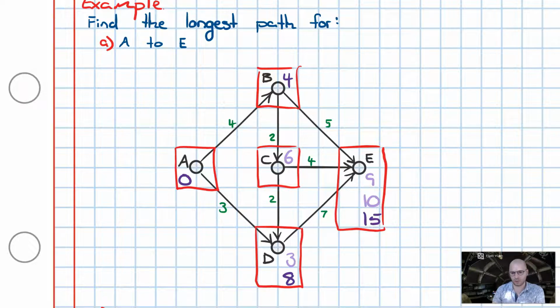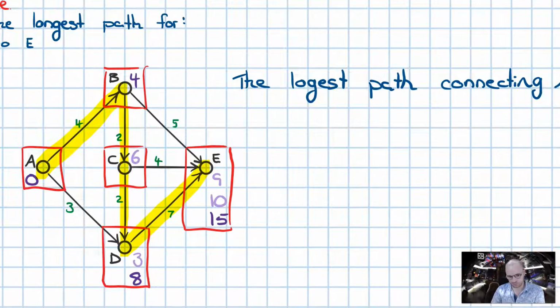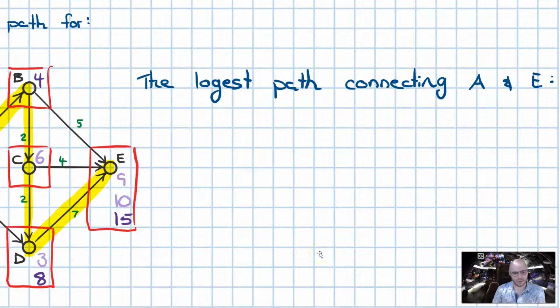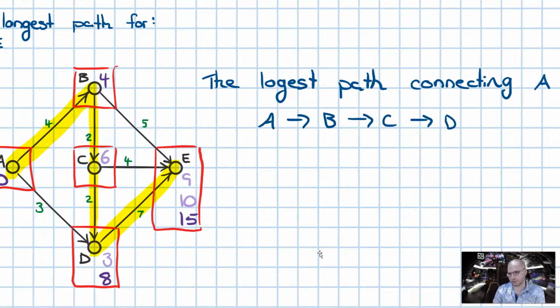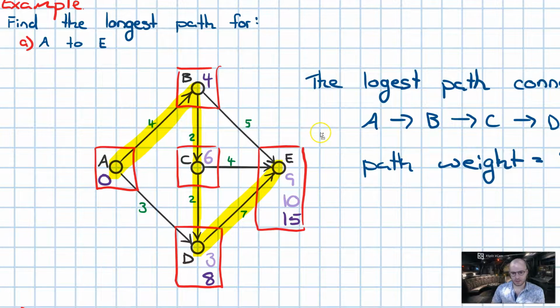Backtracking, to get to E we went via D, to get to D we went via C, to get to C we went via B, and to get to B we went via A. Thus, the longest path connecting A and E. So a nice simple example.